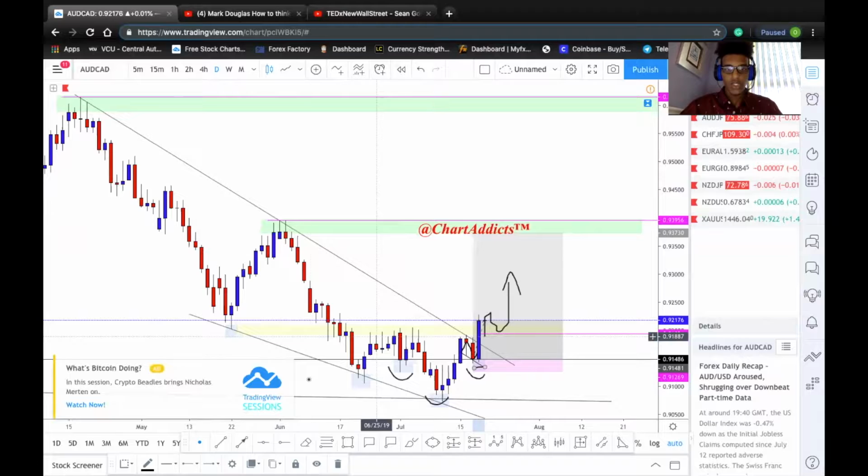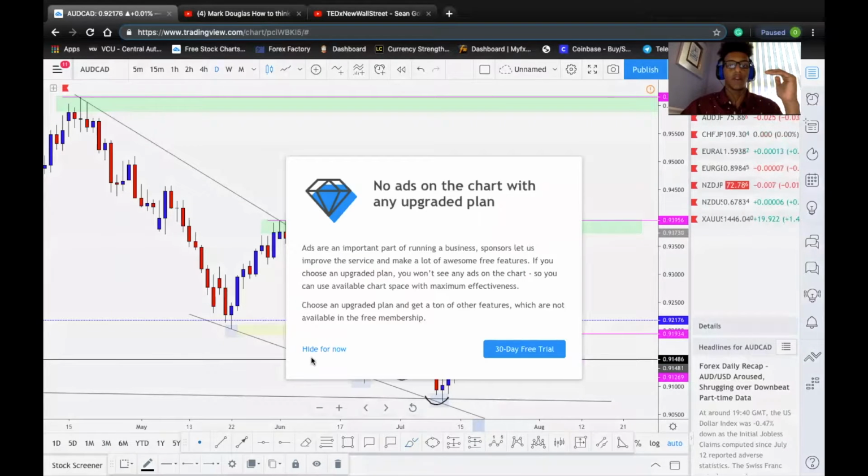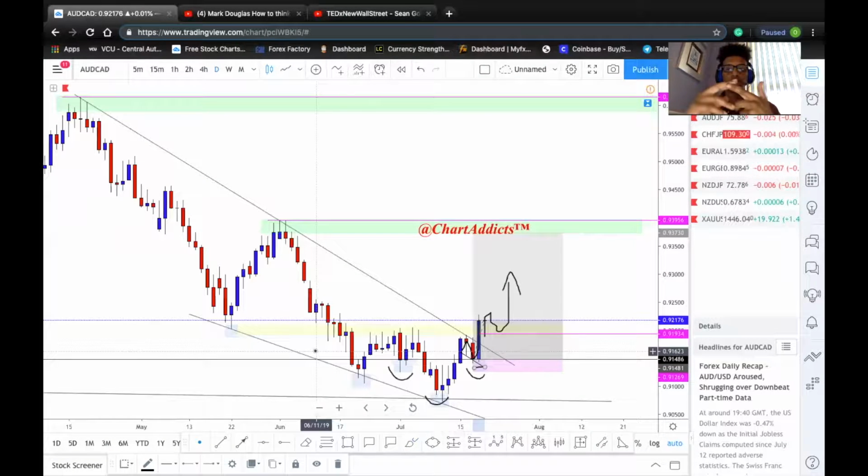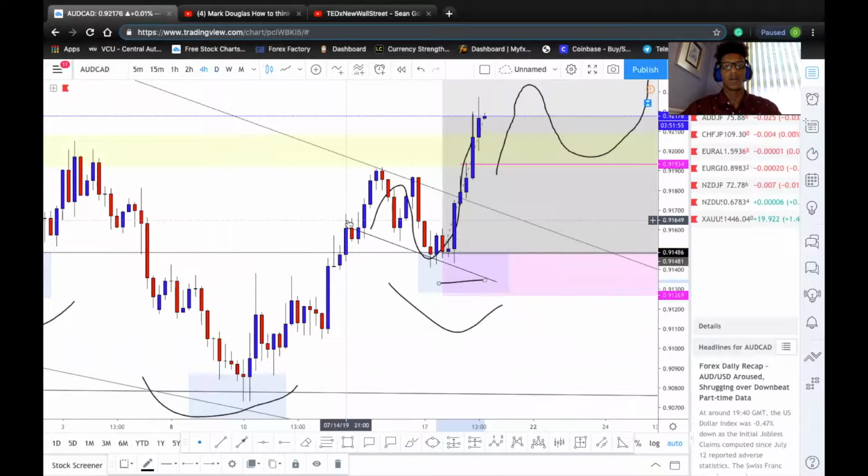So again, just to recap, we started off on a higher time frame. We saw the divergence. We saw the pin bar going onto the daily. We saw the three drive formation in confluence with the head and shoulders, in confluence with the trend line breaking, and you guys can see it's just scaling down to the 4-hour.